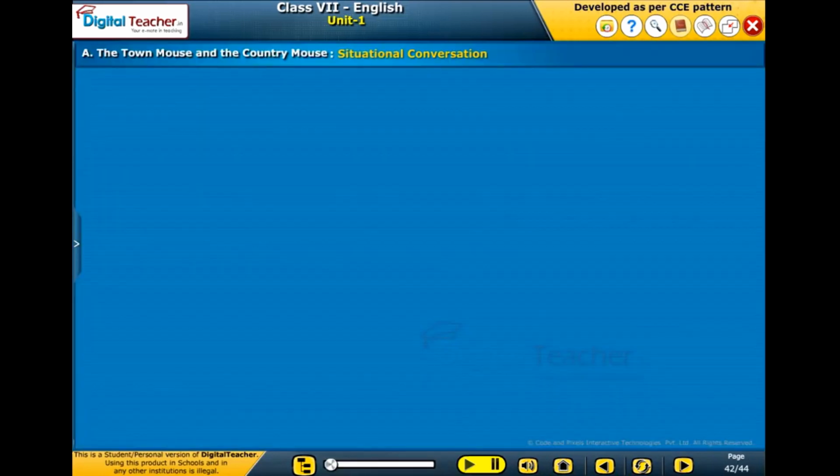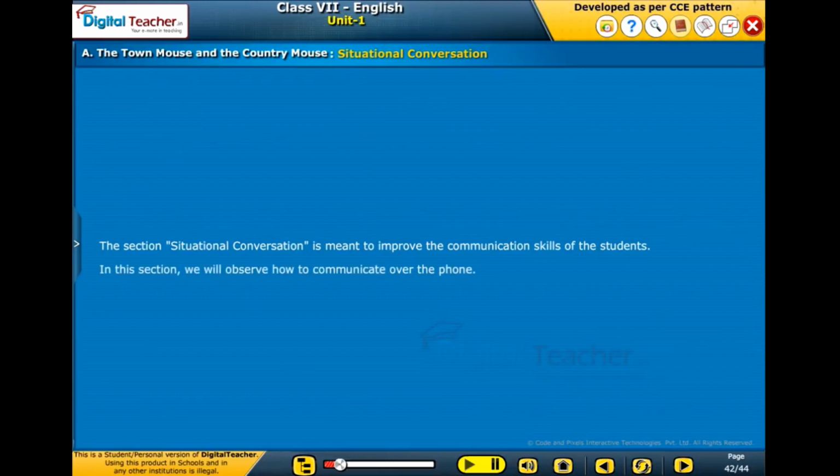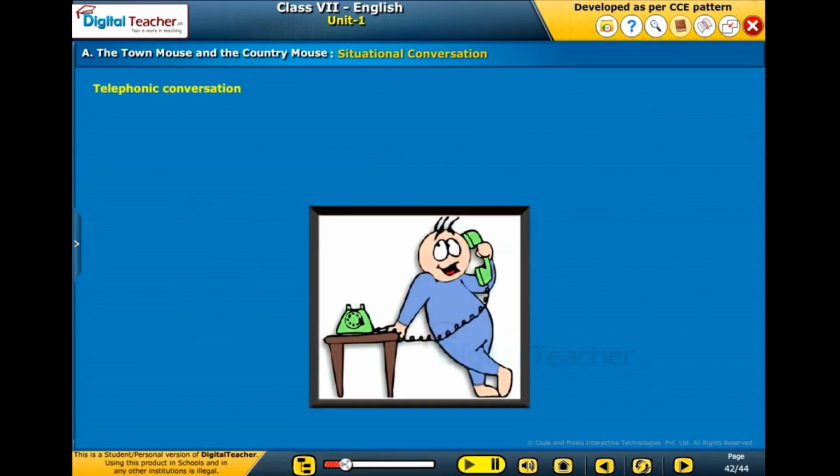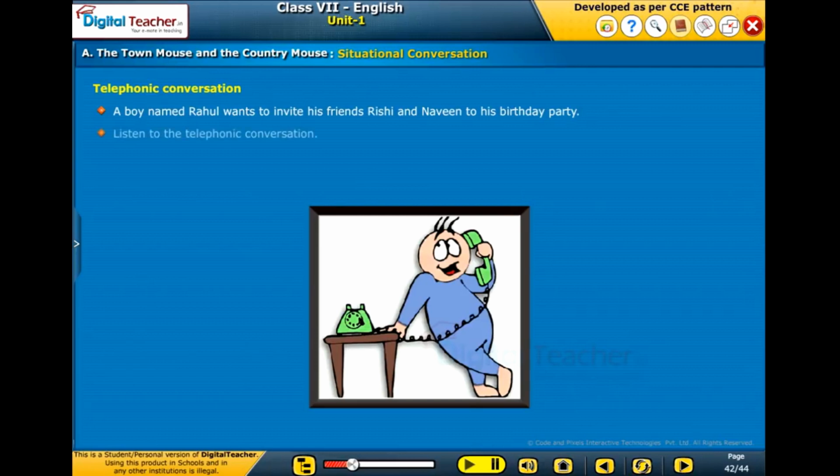Situational conversation. The section Situational Conversation is meant to improve the communication skills of the students. In this section, we will observe how to communicate over the phone. Telephonic conversation. A boy named Rahul wants to invite his friends Rishi and Naveen to his birthday party. Listen to the telephonic conversation. Rahul first calls his friend Rishi.